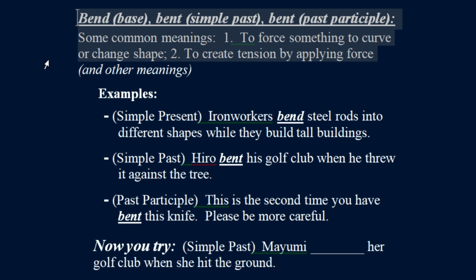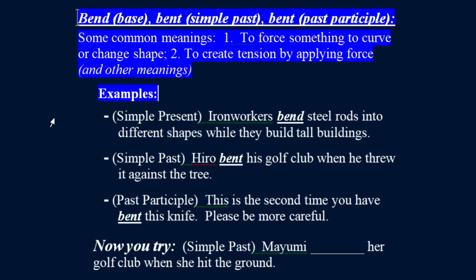Bend is the base verb. Bent, simple past. Bent, past participle. Some common meanings. 1. To force something to curve or change shape. 2. To create tension by applying force, and other meanings.